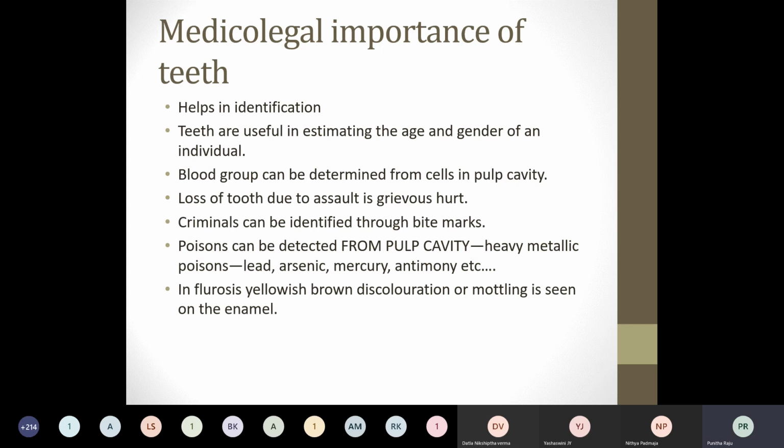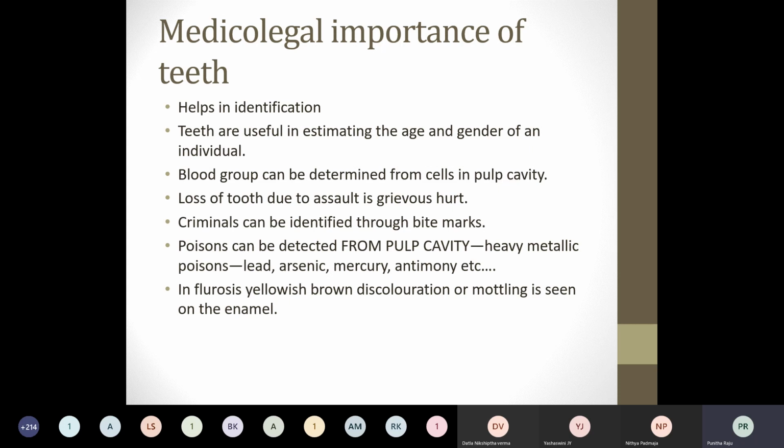So, what is the medico-legal importance of teeth? First, teeth mainly help in identification. Based on the gross appearance of the teeth, the number of teeth present in the jaw, or the age of the person, it helps in identification. That is a major thing which happens with the teeth.